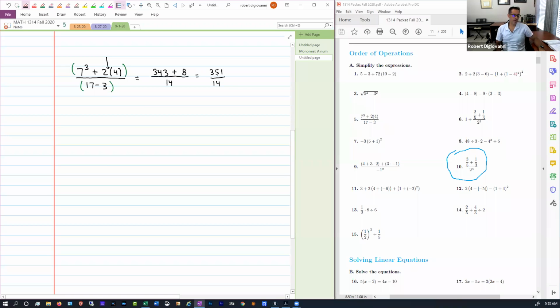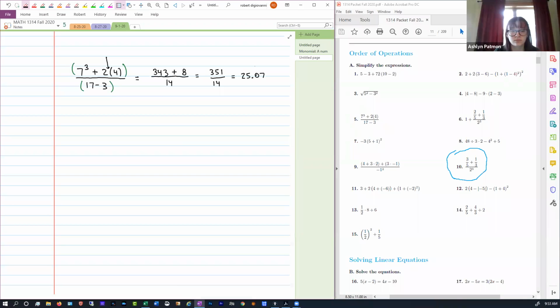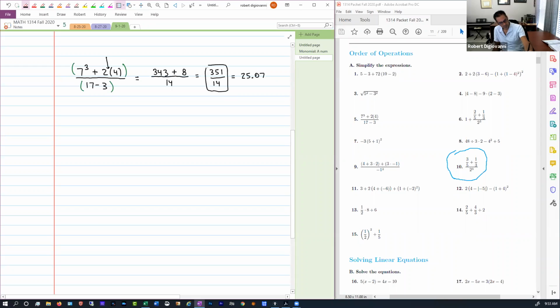Okay, now at this point, I would just get on the calculator and figure out what that is. So Ashlyn, do you have this? Did you get an answer here? Yeah, it's supposed to be 25.07. Okay. So again, we're just going to round to 2 decimal places. Did everyone get that? Yeah. So on a test, I would take this answer or this answer. I would take them both, either one. Okay. You don't have to go to a decimal.